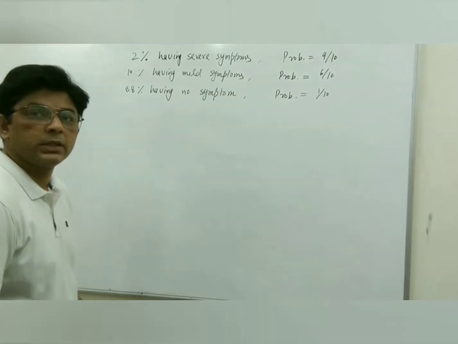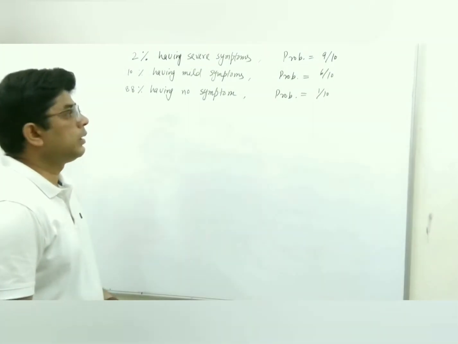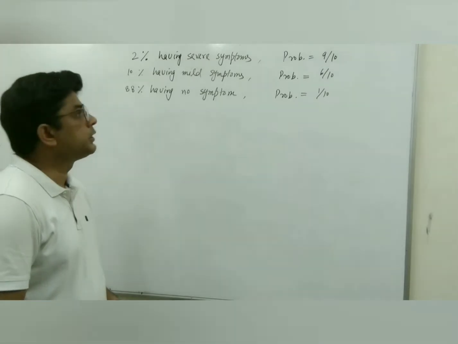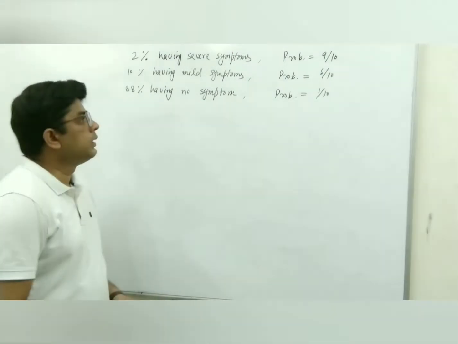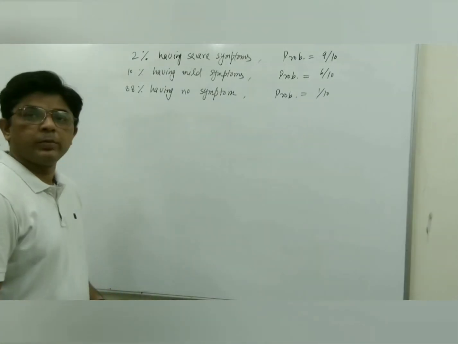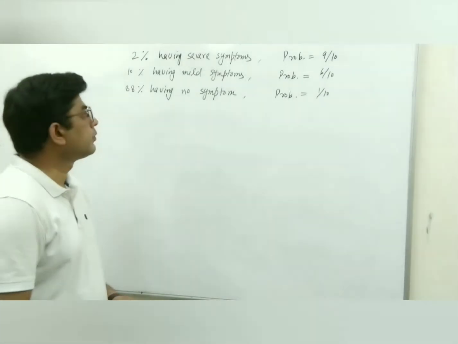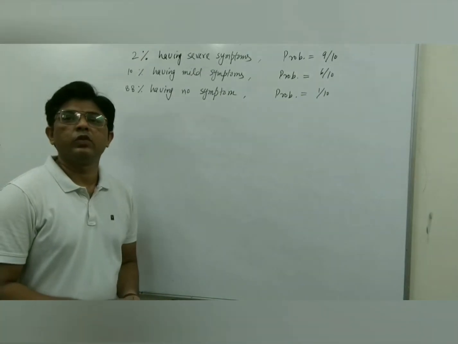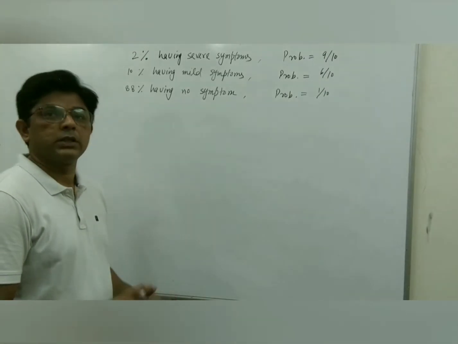In this problem, it is given that 2% of the population have severe symptoms, and the probability of getting positive for this population is 9 by 10. 10% of the population have mild symptoms, and the probability of testing positive is 6 by 10. 88% of the population have no symptoms, and the probability of testing positive is 1 by 10. There is a person X, and we have to find the probability that X has severe symptoms given that X tested positive.